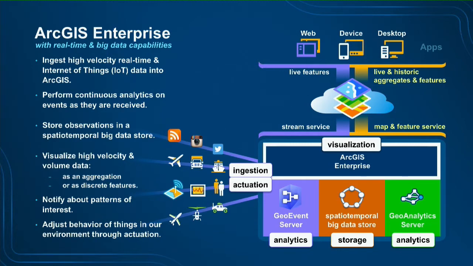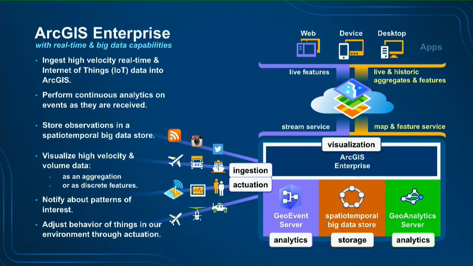The spatial temporal big data store is kind of the glue in between those. That's not a product, whereas GeoEvent Server and GeoAnalytics Server is a product. The spatial temporal data store is a component of the platform that comes as part of the ArcGIS Enterprise. And you can deploy one or more machines that have the big data store on them to have a distributed database. And this allows you to store not only high velocity data of data that's coming in very fast, but you can also store high volume amounts of data over time.